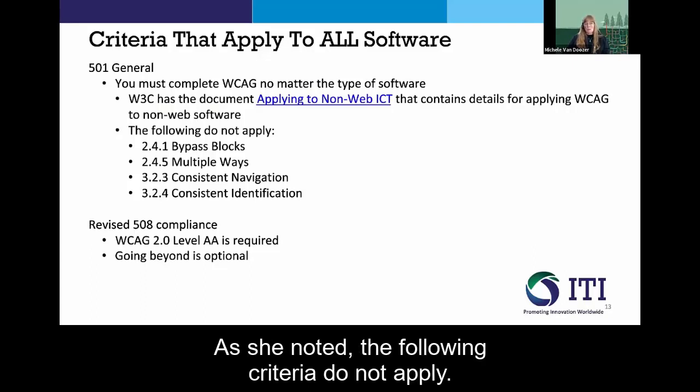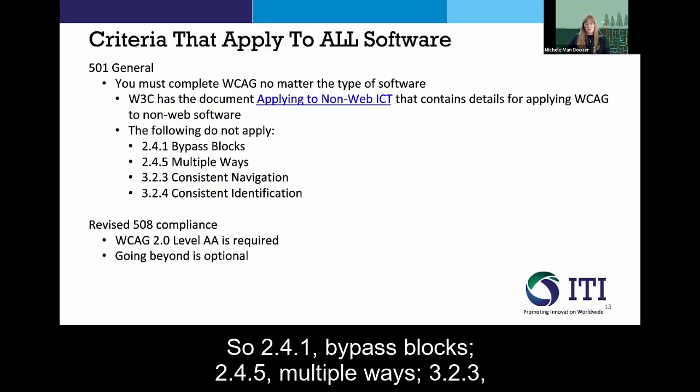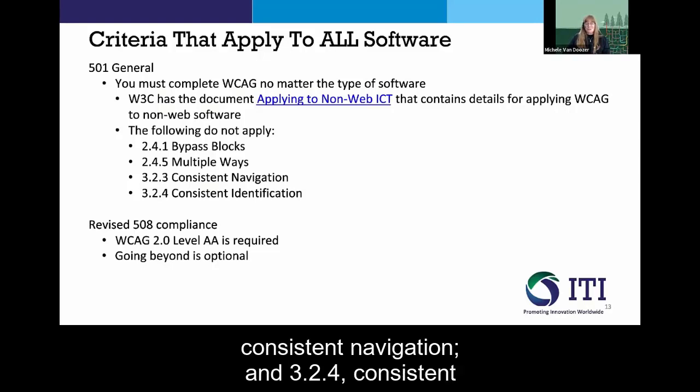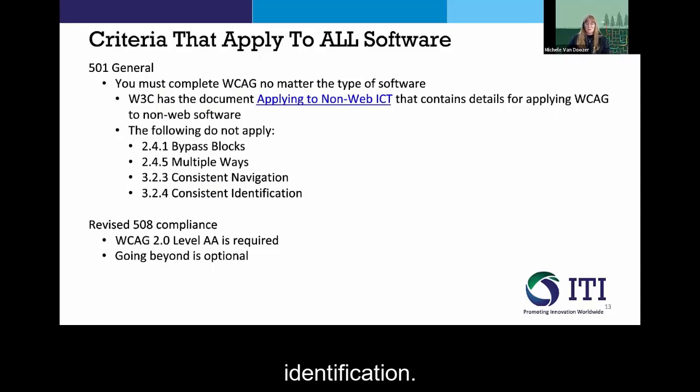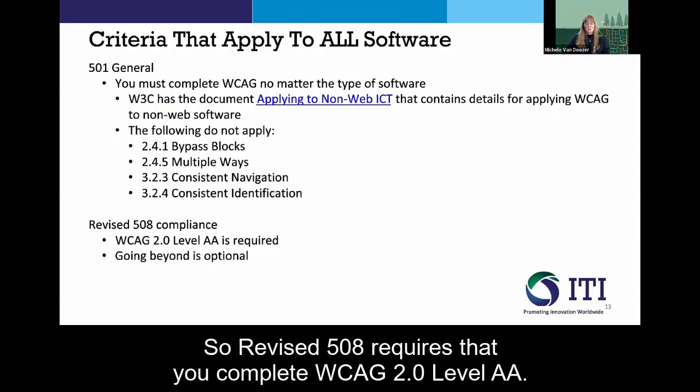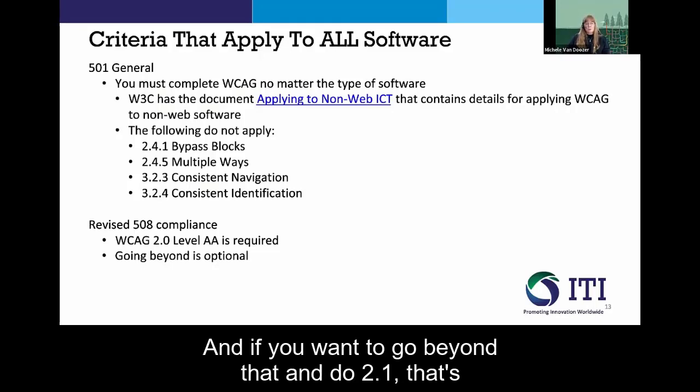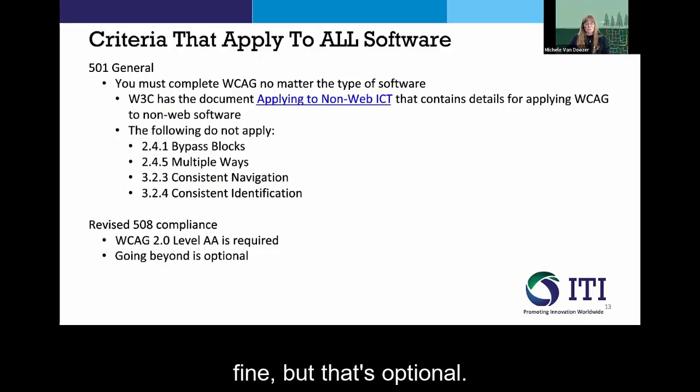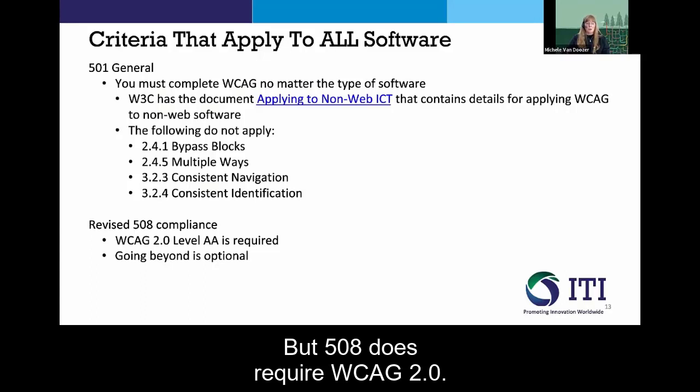As she noted, the following criteria do not apply: 2.4.1 bypass blocks, 2.4.5 multiple ways, 3.2.3 consistent navigation, and 3.2.4 consistent identification. So revised 508 requires that you complete WCAG 2.0 level AA, and if you want to go beyond that and do 2.1, that's fine, but that's optional. But 508 does require WCAG 2.0.